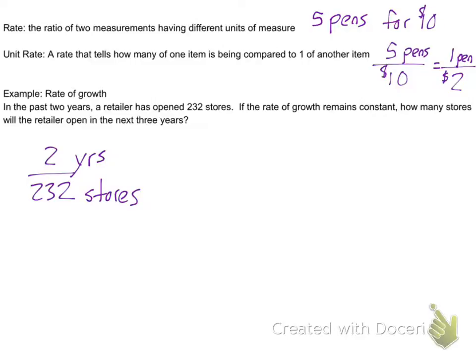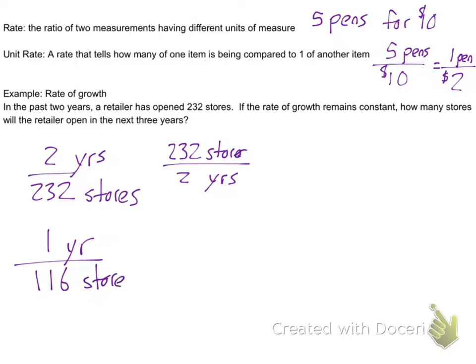Is that the only way that I could write that rate? No. Could I have also said that it was 232 stores for 2 years? Those are rates. Are those the unit rates as well? Can they be reduced? Yes. How can we reduce each one of those? Divide both of them, top and bottom, by 2. So if I divide 2 by 2, I get 1 year. How many stores? 116. 116 stores.